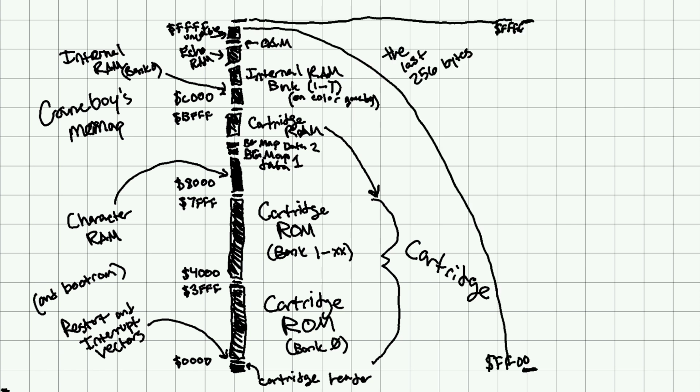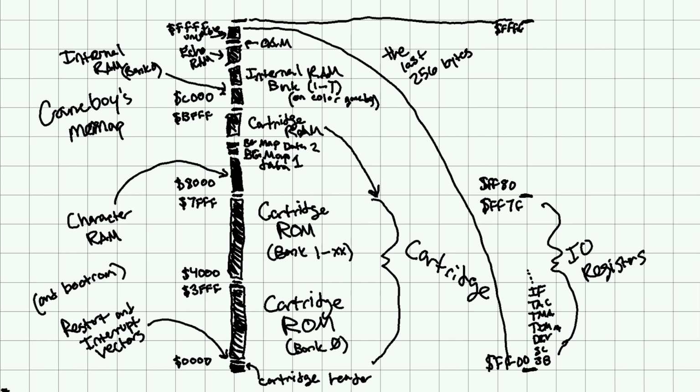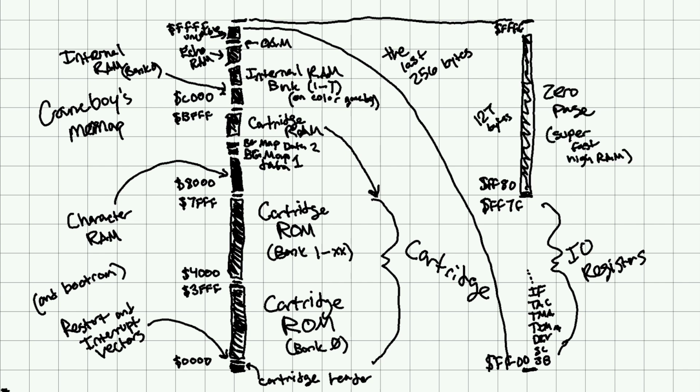Then there's a little bit of memory at the top that's super important. The last 256 bytes from FF00 up until FFFF. At the very bottom, we have I/O registers. SB, SC, DIV, TIMA, TMA, TAC, IF, etc. There's a lot of these. This is the first 128 bytes. Then the next 127 bytes is called the 0 page. This is super fast RAM. It's also known as the high RAM. And then the very last byte is the interrupt enable flag.